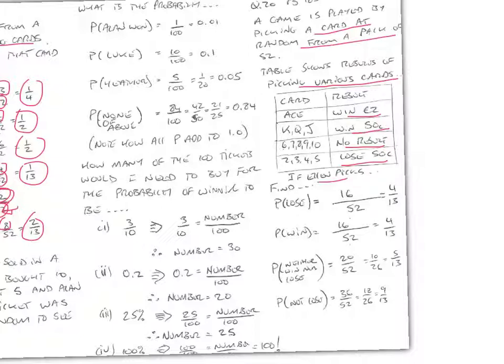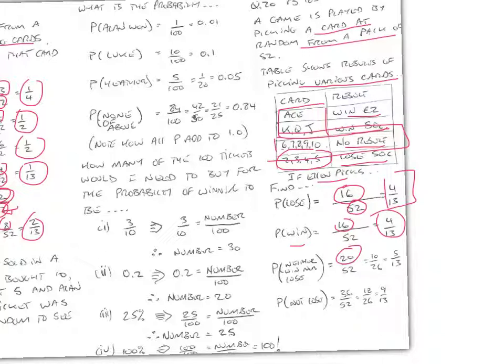So if Ellen's playing and she picks a card, find the probability that she loses. Well, to lose, she needs to pick a 2, 3, 4, or 5 from 4 suits. So that's 16 danger cards out of 52, 4 in 13. The probability that she'll win, well, the winning cards are ace, king, queen, jack, 4 of them in each of 4 suits, so it's the same probability. The probability that she'll neither win nor lose: we've 6, 7, 8, 9, 10, 5 cards, 4 suits, 20 over 52 is 5 over 13, or a 5 in 13 chance.